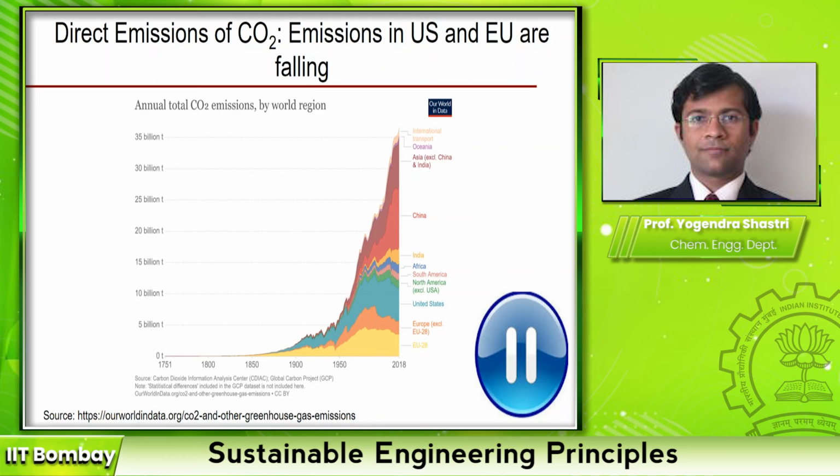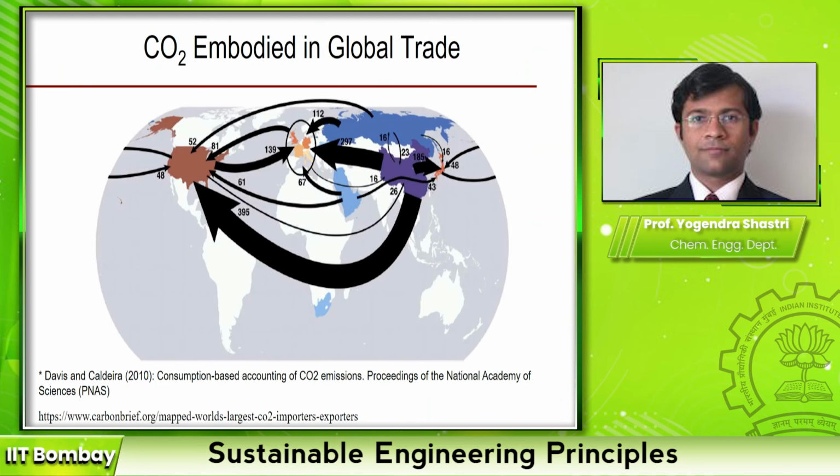Now I want you to pause this video, think about this, make up your answer, and then move on to the next slide. So this is where the analysis gets interesting and counterintuitive and contradicts what was discussed on the previous two slides. So in the previous two slides, we looked at the direct emissions in different countries, and the direct emissions in US and Europe are going down.